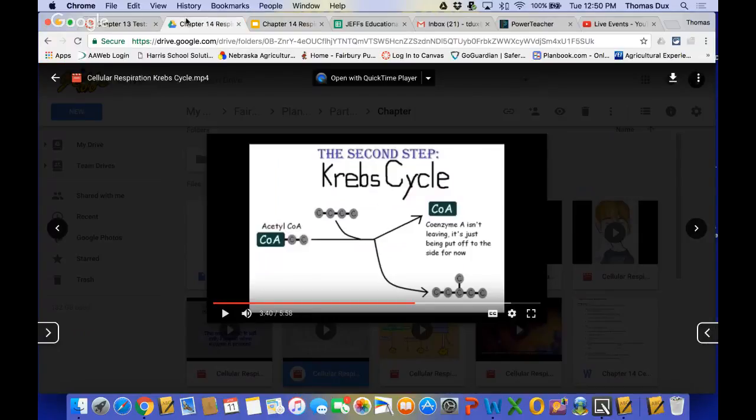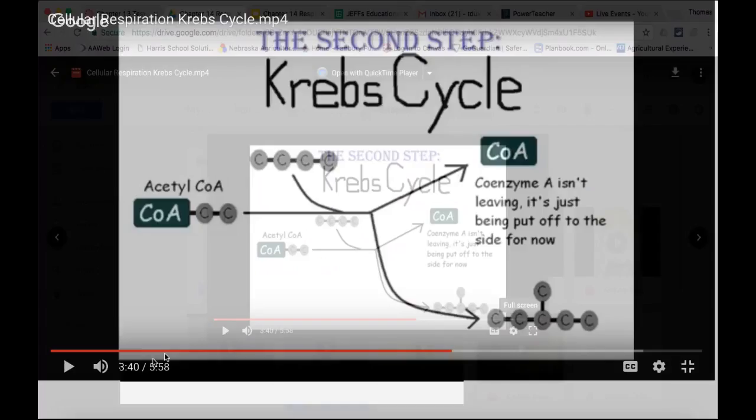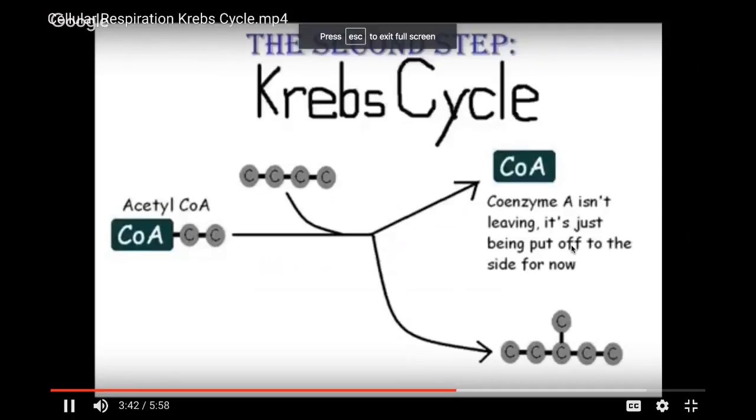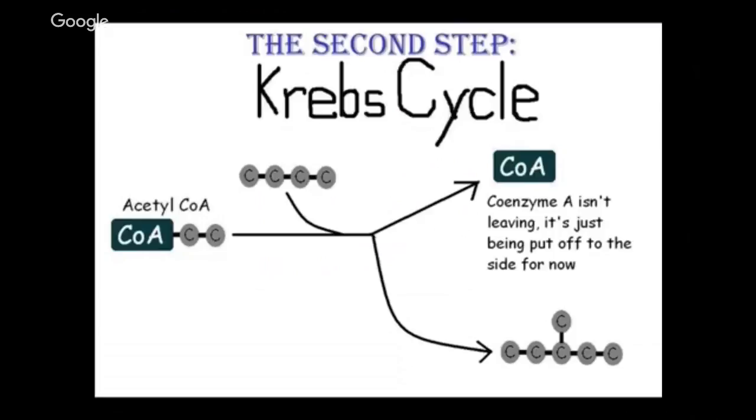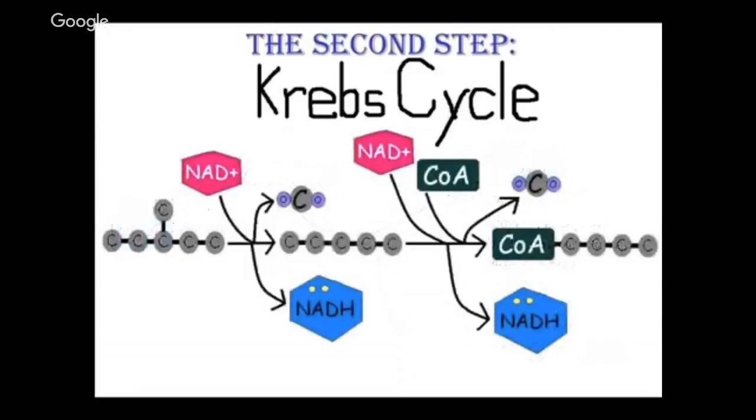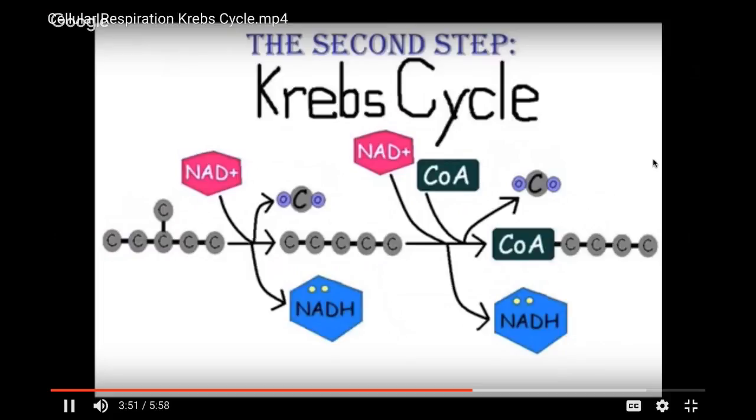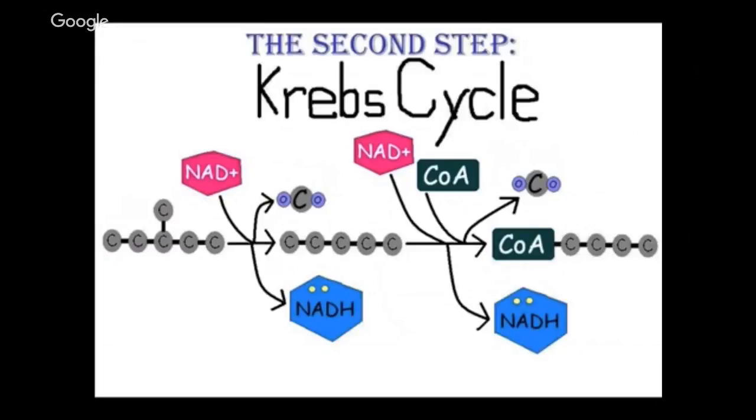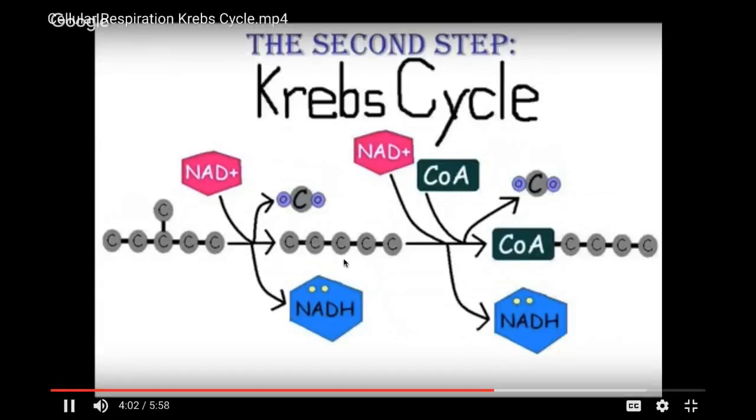Okay. Sorry, V-Money. I'll let you keep rolling. And coenzyme A goes off, but it's not actually leaving. It's just being put off to the side for right now, and you'll see why later, it'll come back in. Boom, there it is. The 6-carbon molecule comes together with NAD plus, and it loses one of those carbons, and they form CO2 at the top, and the NAD plus turns into NADH with those 2 electrons. Then we are left with a 5-carbon molecule.